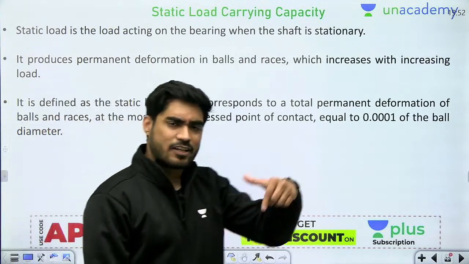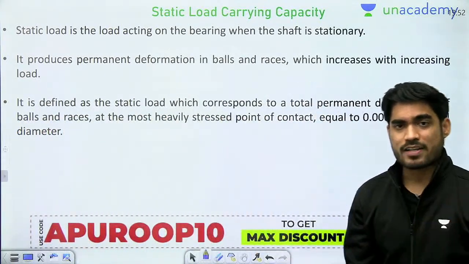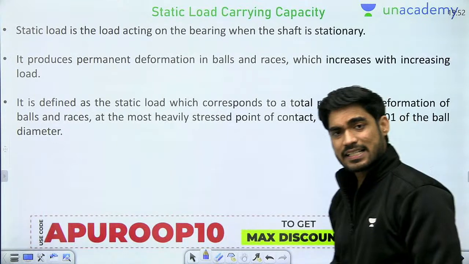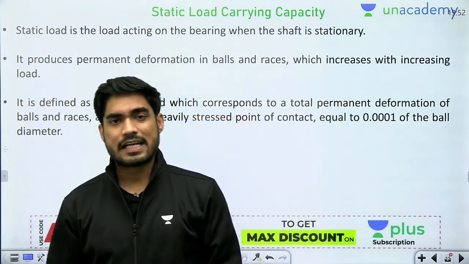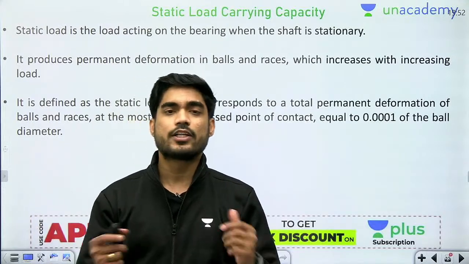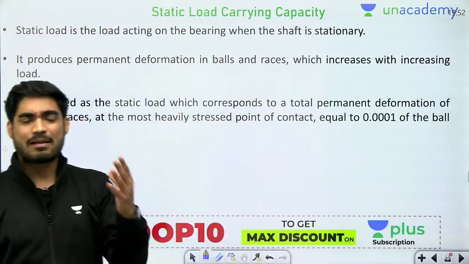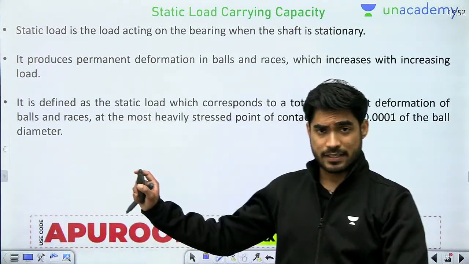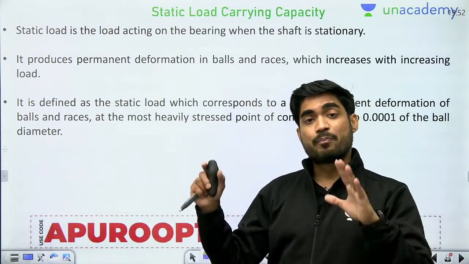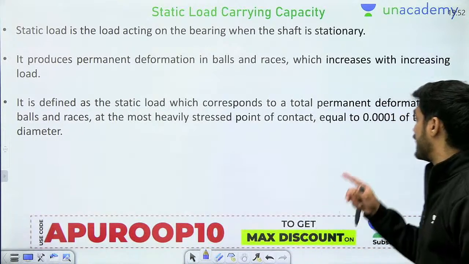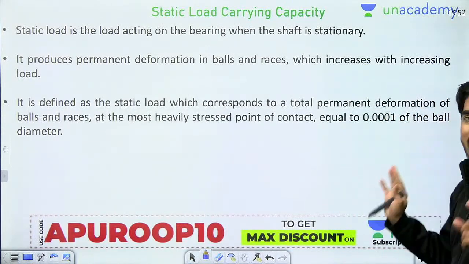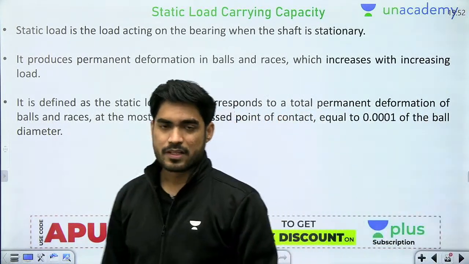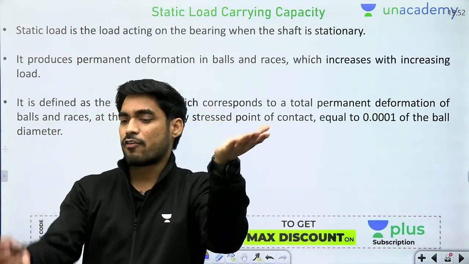Okay, so beta, this static load acting on the shaft is causing plastic deformation in the bearings, in the balls and in the races. This deformation will increase with the load. If you are increasing the load, the deformation is also going to increase. There will be a point when the plastic deformation will reach 0.0001 of the ball diameter. Now this is our limit. We cannot permit the plastic deformation to be greater than 0.0001 times the diameter of the balls. ये हमारी maximum limit है deformation की, ठीक है? As you keep on increasing the load, the deformation will also increase.